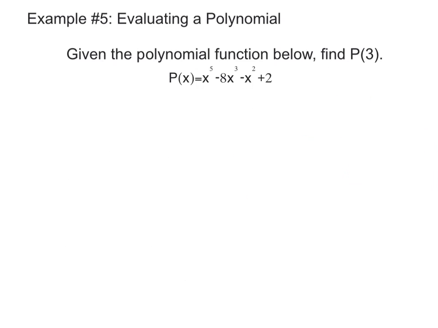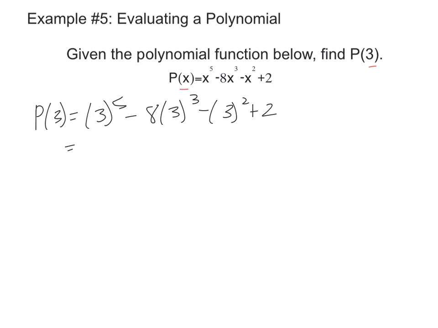All right, one more. In example 5, we are given a polynomial expression and we are asked to evaluate. Guys, we've been evaluating since a really, really long time. So all we're doing is finding what p of 3 is. Notice that 3 is in the same position as x, so we're just substituting 3 as x. So p of 3 would be 3 to the 5th minus 8 times 3 cubed minus 3 squared plus 2.